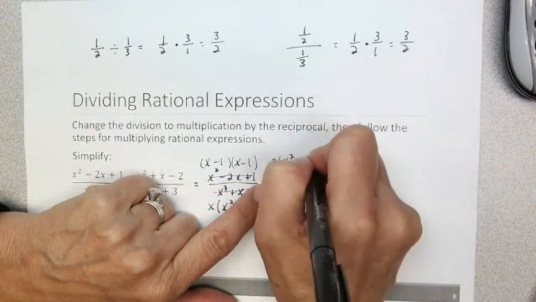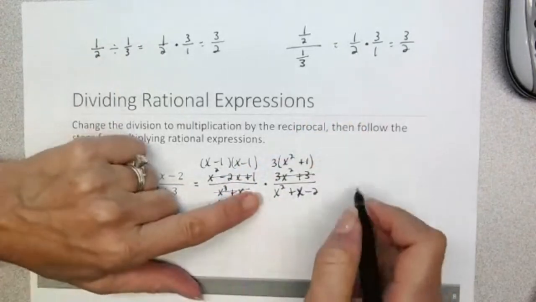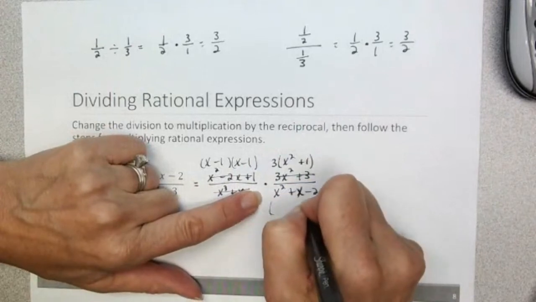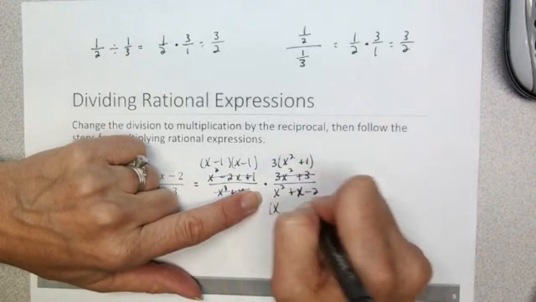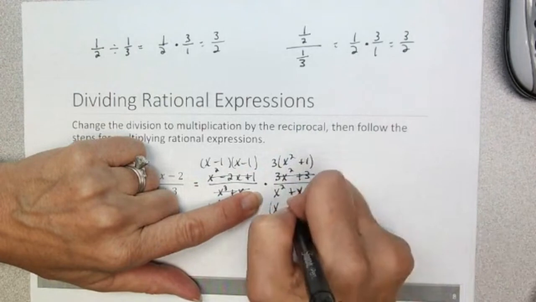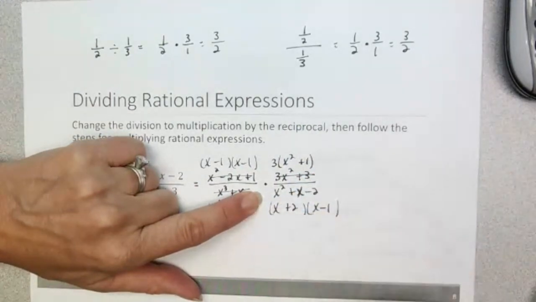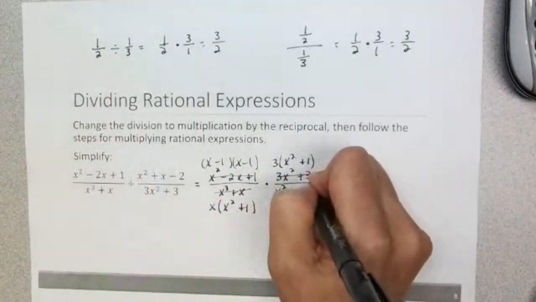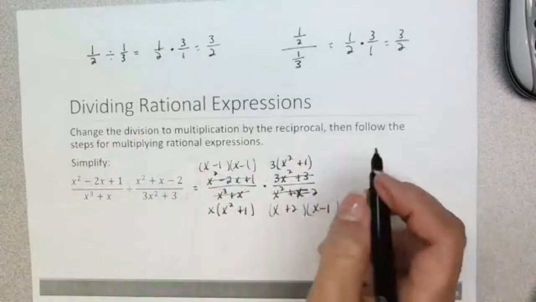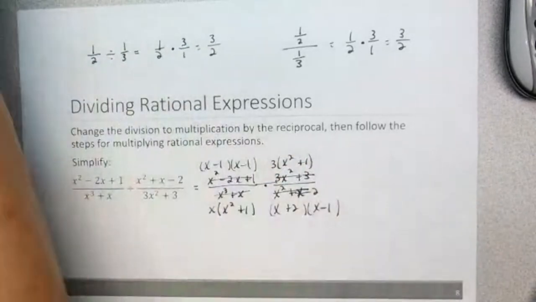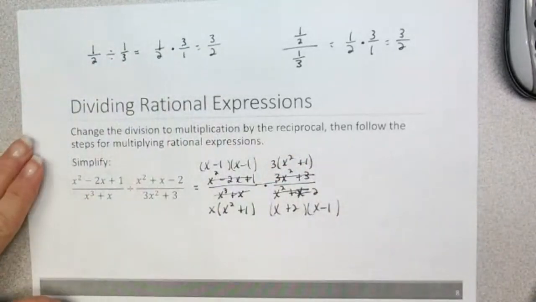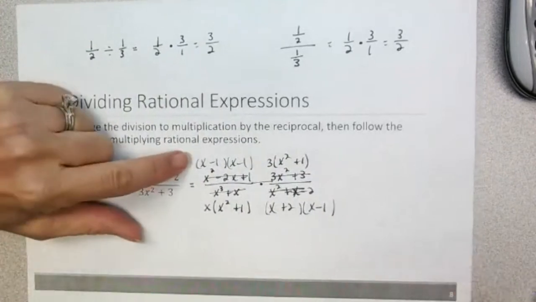3 times x squared plus 1. And this last denominator here, well, that'll factor into x plus 2 times x minus 1. All right, now that everything's factored, I can make this one big multiplication problem and divide out any common factors between the numerator and the denominator.